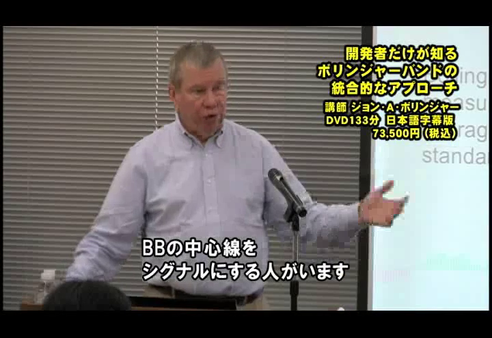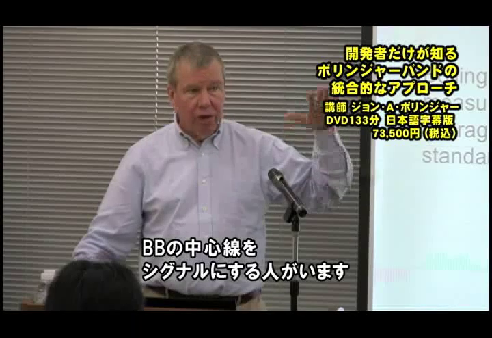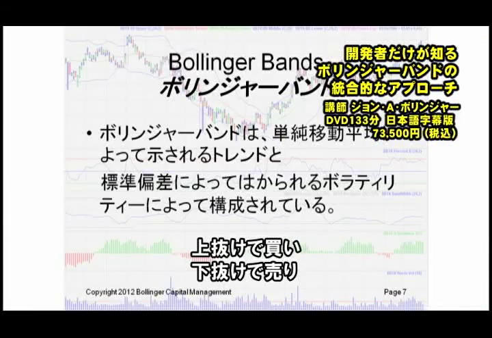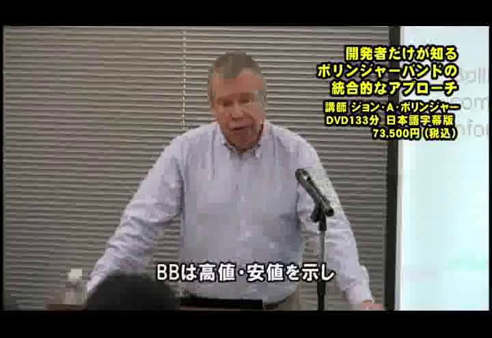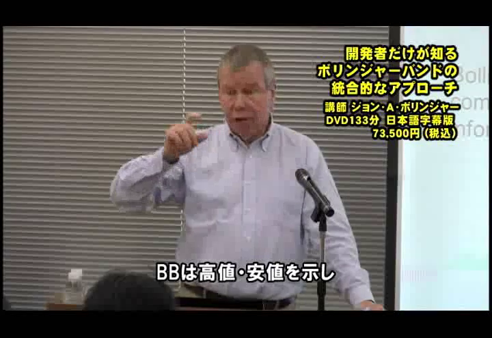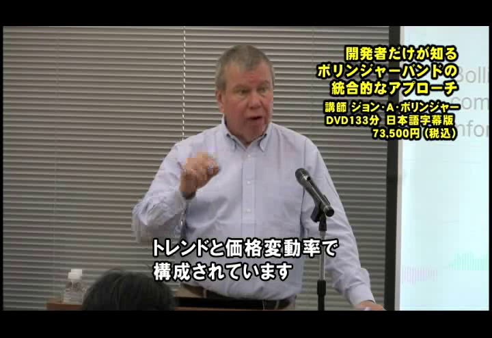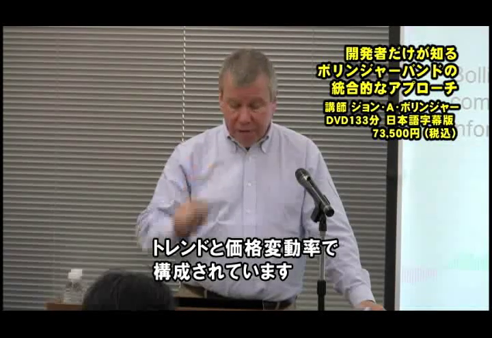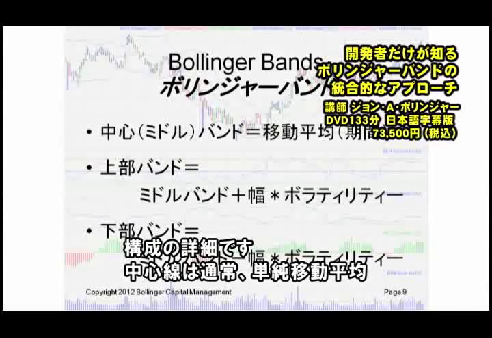So many people wish to use the middle Bollinger Band as a signal, to buy when we cross over, to sell when we cross under it. But it is much more important the direction of the average. So this is the second important concept, that Bollinger Bands answer the question high or low, and that they are a combination of trend information and volatility information. So this is the construction of Bollinger Bands.